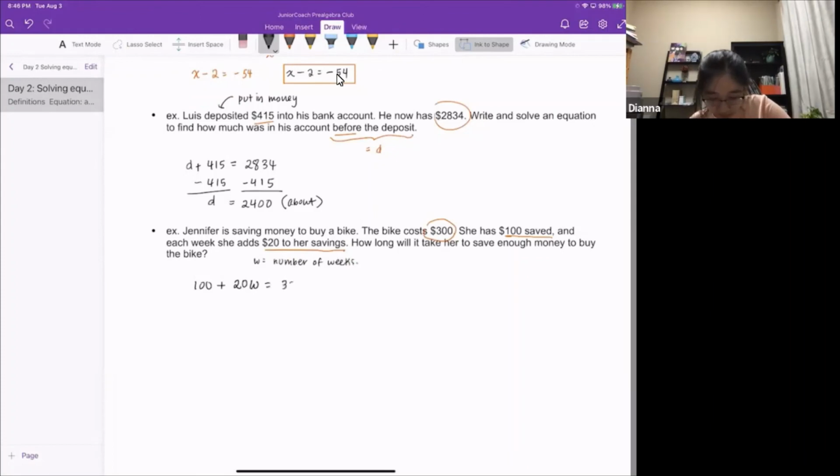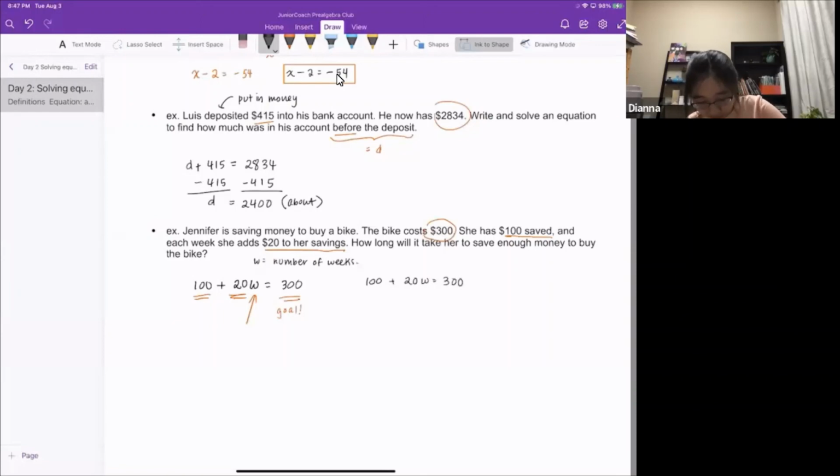equals 300. So 300 is her goal. That's what she's shooting for. And then $100 is what she started out with. $20 is how much she saves per week. And so if we multiply that by the number of weeks that she saves up, we can get the total amount that she saved, right? Equals 300. So this is her goal. And so that's how we would write this. And so I'm going to write it off to the side here again. I'm going to actually solve this.